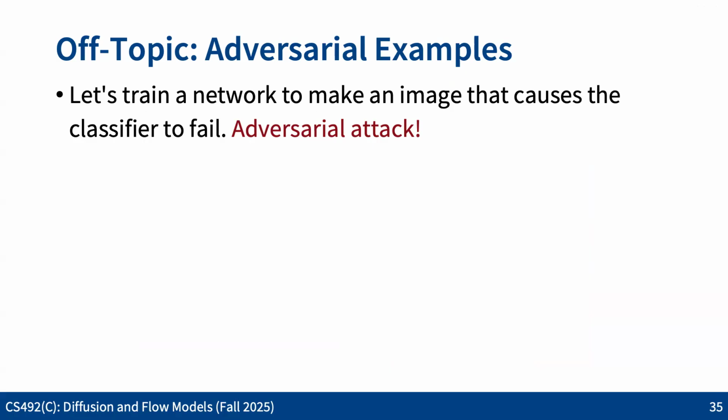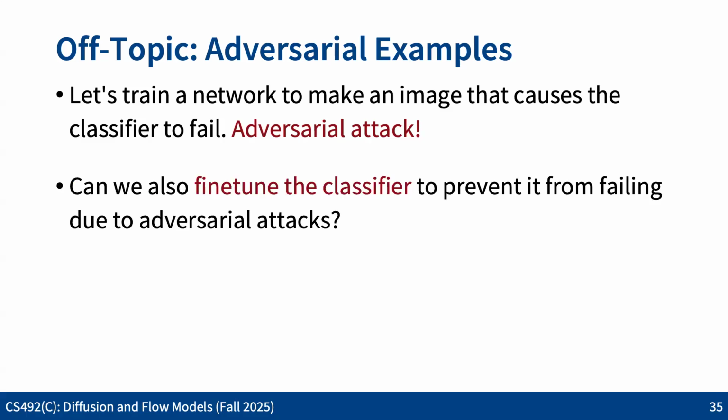Then when we have this neural network that plays the role of the offense, we can also fine-tune the neural network for the defense, right? We can consider fine-tuning the network in a way that it does not fail for those kinds of degenerated images. So that's the basic idea.